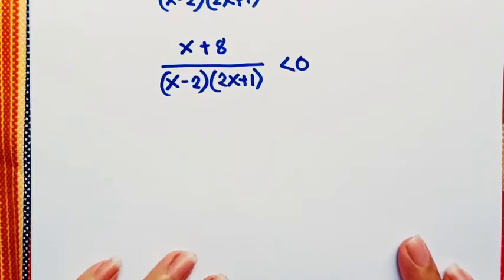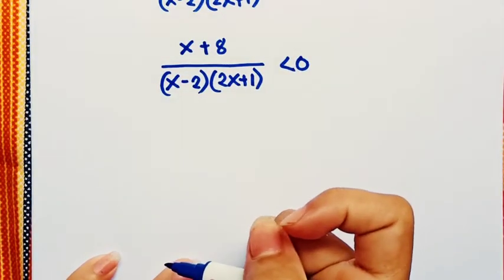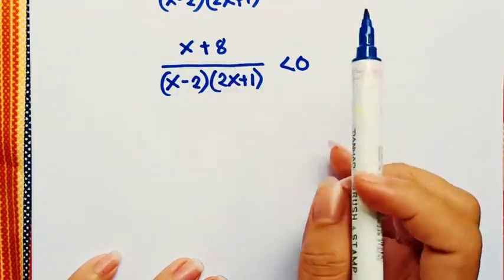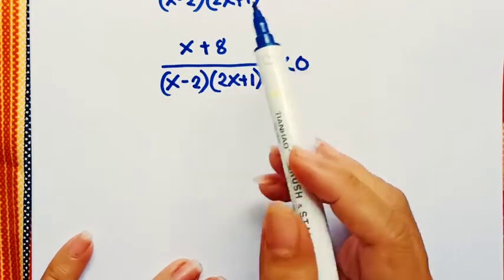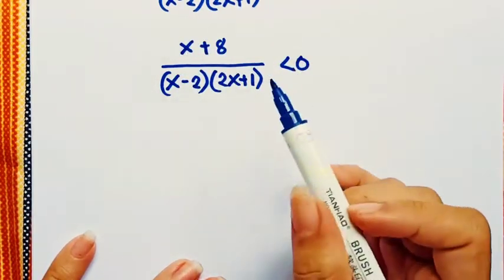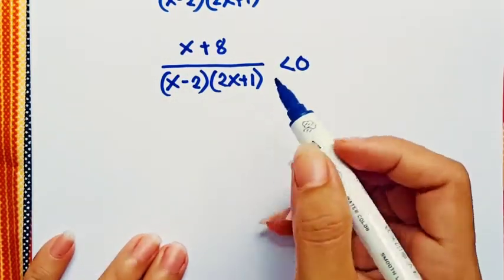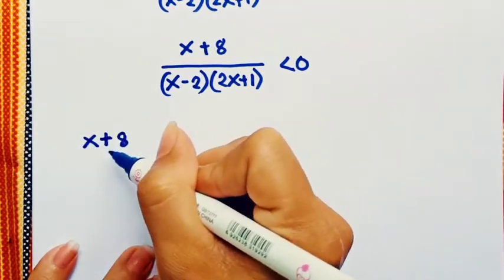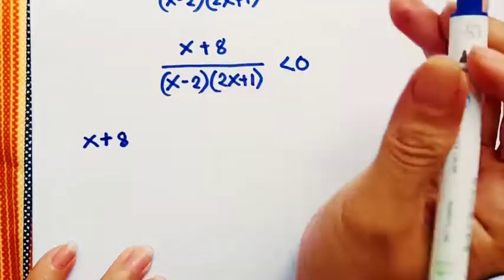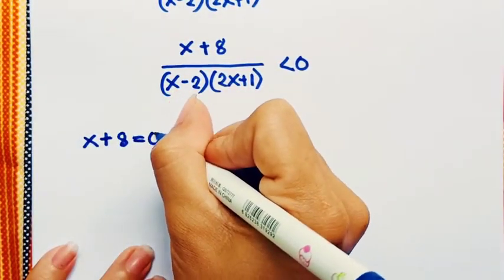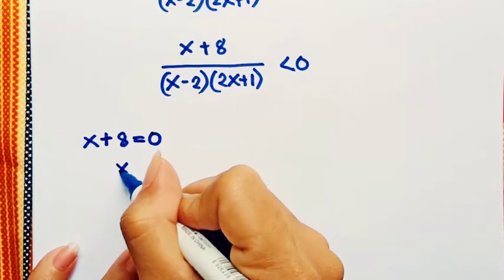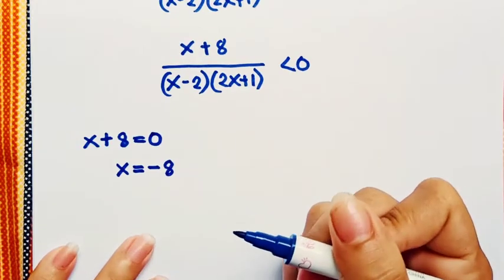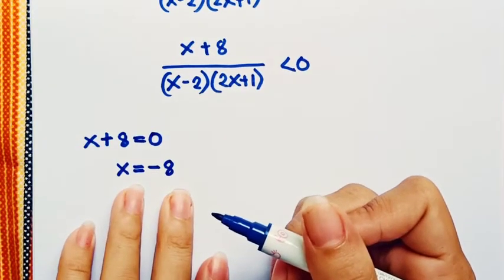Okay, next step na to, guys, is to find the critical points. Paunsa ta makakita critical points? First, unahon nato ang naa sa taas. Ano ba yung mga numbers na mag-make 0 aning numerator nato? Dali lang na siya makita, guys. All we need to do is to equate it with 0. So, x plus 8, ang numerator, is equal to 0. Solve for x, we will have x is negative 8. So, ito ang first critical point.